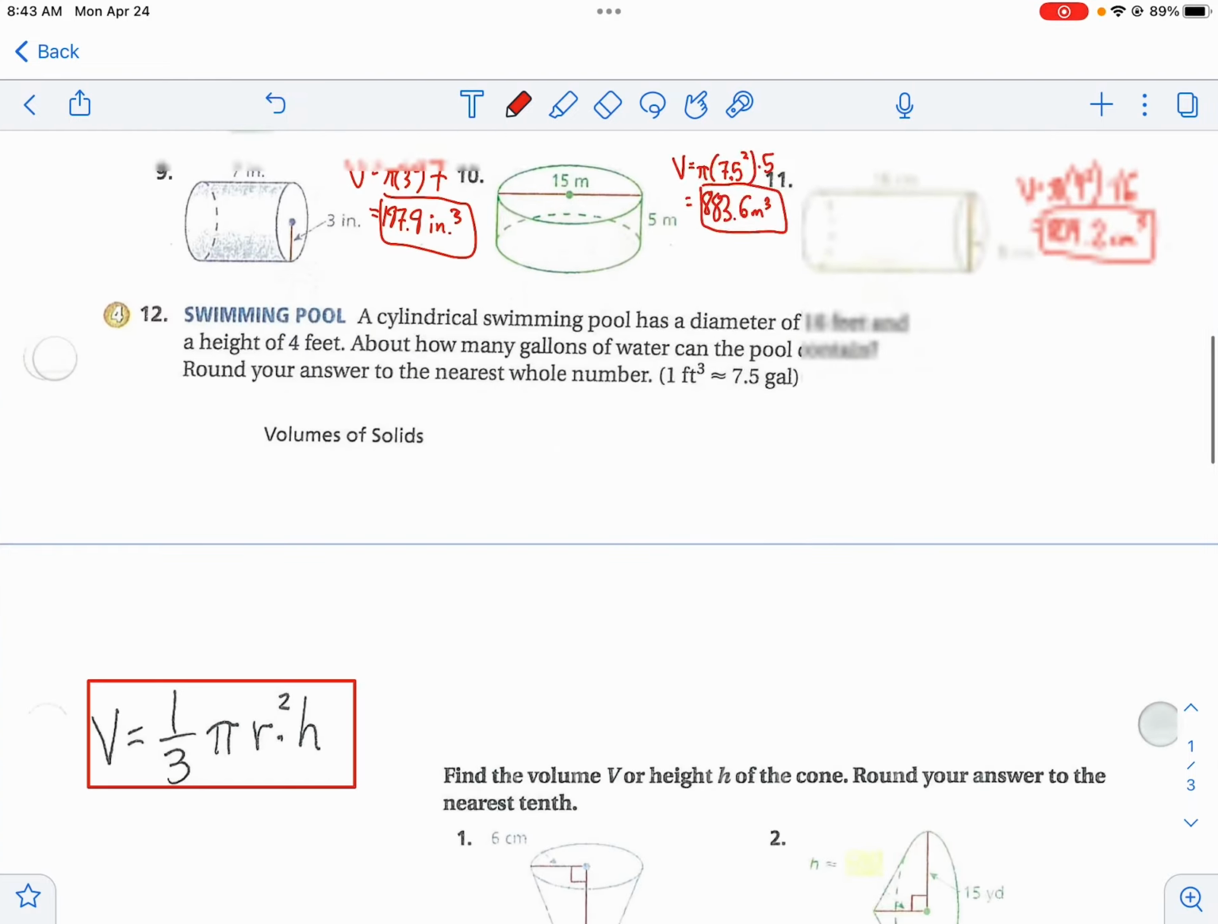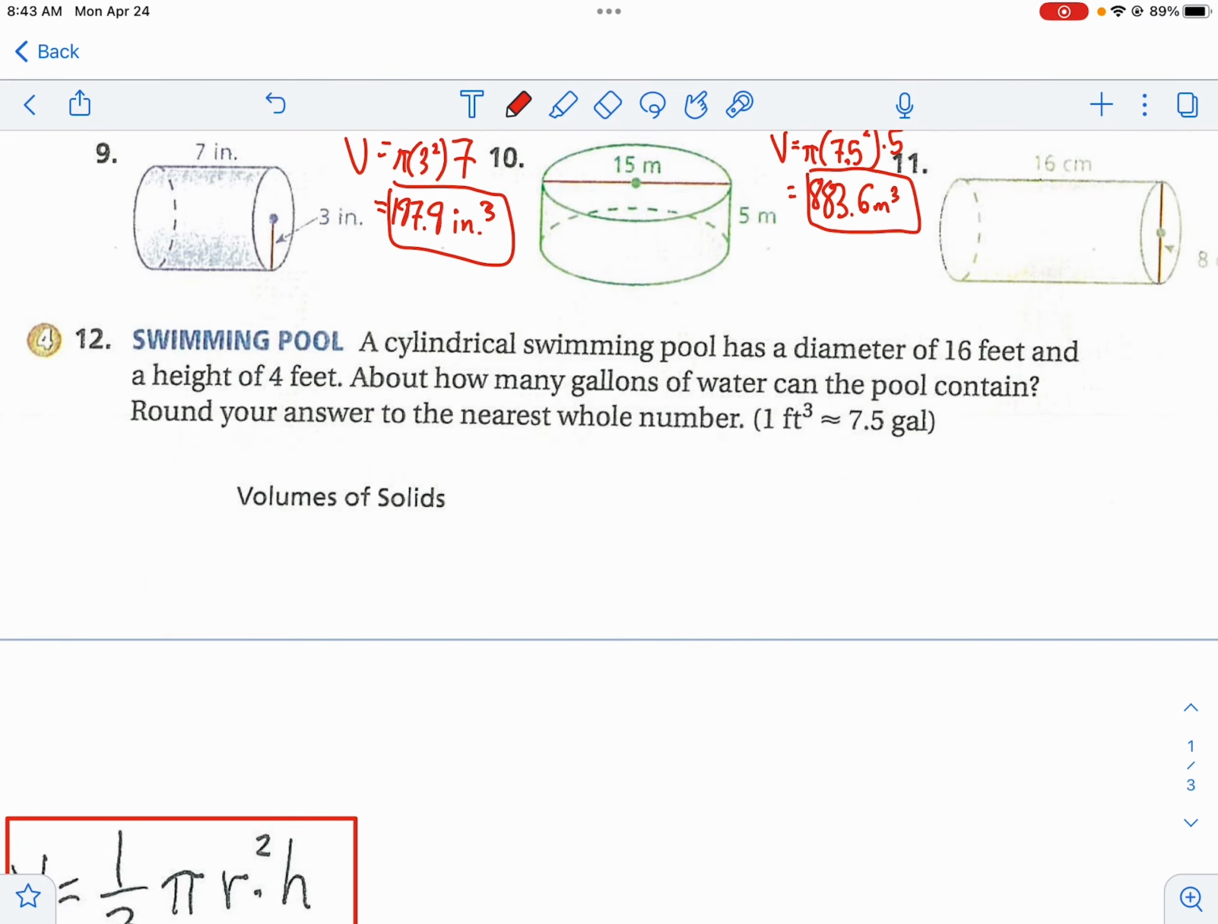All right, number 12. A cylindrical swimming pool has a diameter of 16 feet and a height of 4 feet. How many gallons of water can the pool contain? Nearest whole number. So they want gallons. We're going to have to find our volume in feet and then convert to gallons. So we can say our volume is pi times 8 squared, right? That's my radius, times the height of 4.